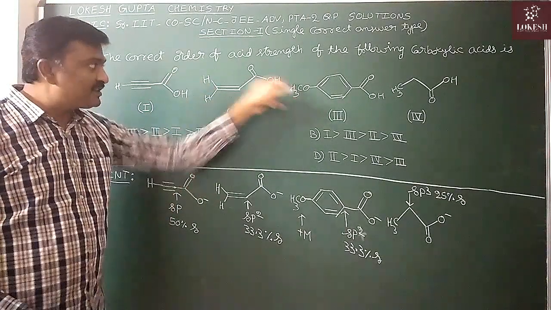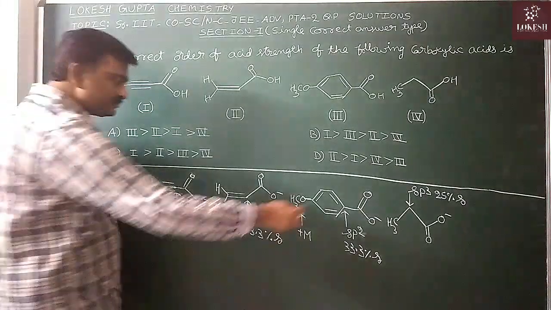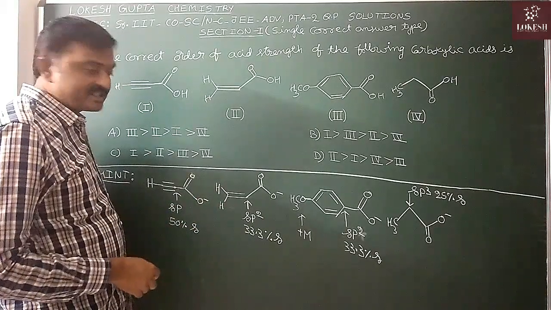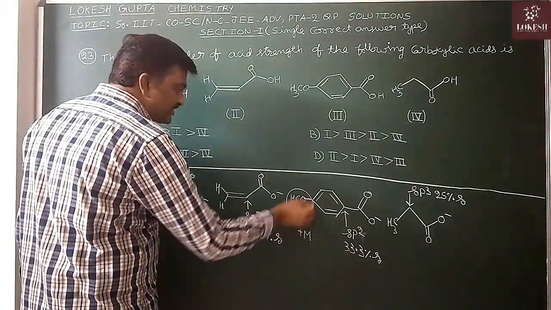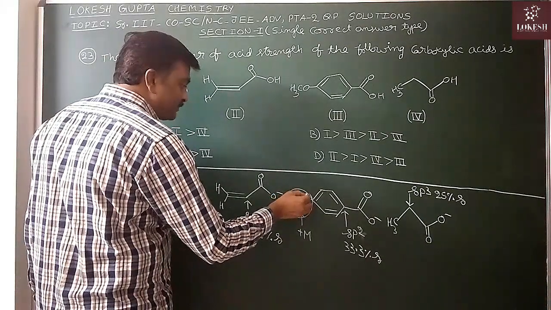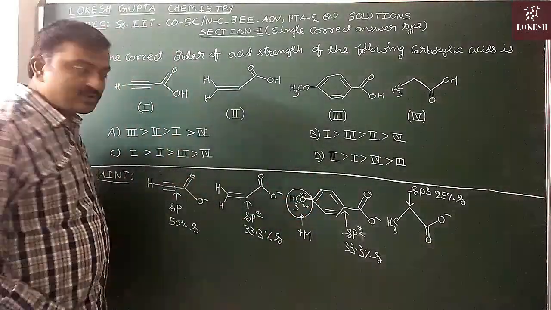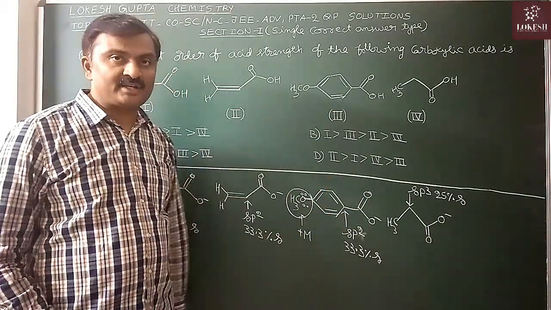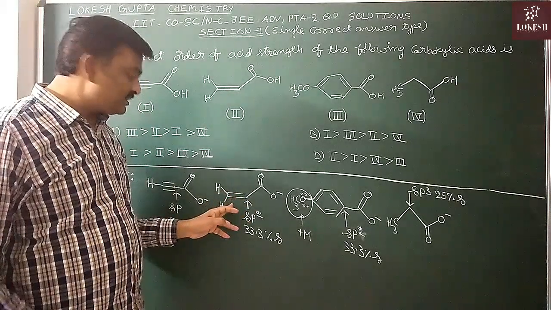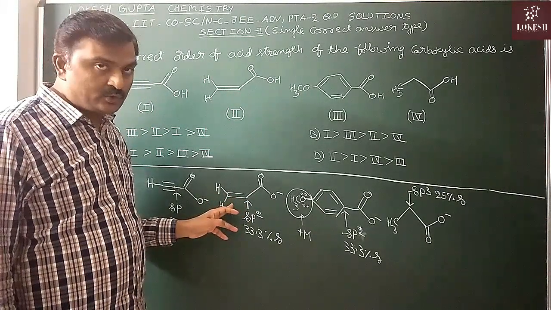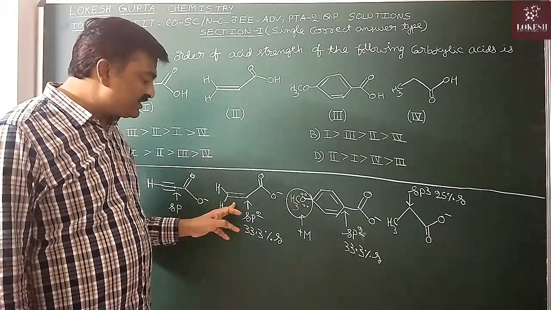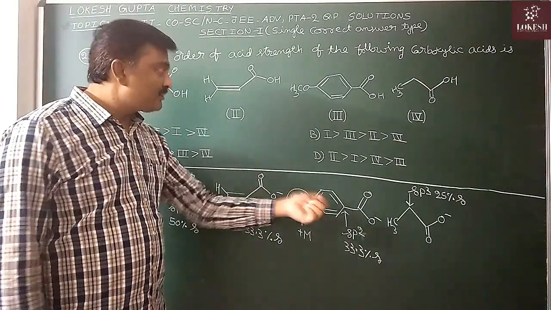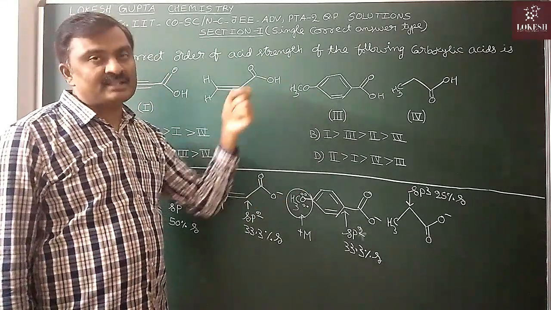Now in between these two, which one is more acidic? See, both are sp2 hybridized carbons. But here the OCH3 methoxy group exhibits a positive mesomeric effect. So by the plus M effect, it will destabilize this carboxylate ion a little bit. Here, such an electron donating group is not there. So when compared with this carboxylate ion, it is a little less stable. So this acid is less acidic.